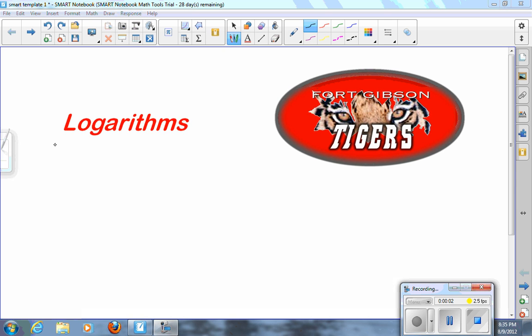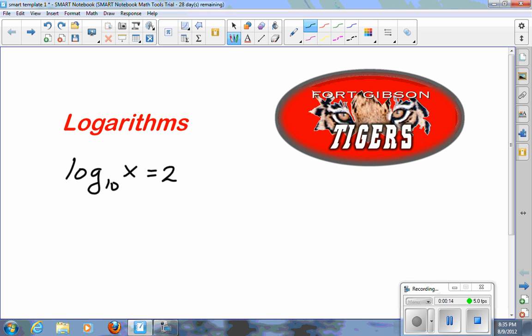Okay, so this lesson is about logarithms. Now, logarithm is just a fancy word for an exponent problem. So if I told you that you're going to do the log base 10 of some number and that's going to equal 2, that kind of sounds intimidating, but if you break it down into an exponent problem, this becomes much easier.